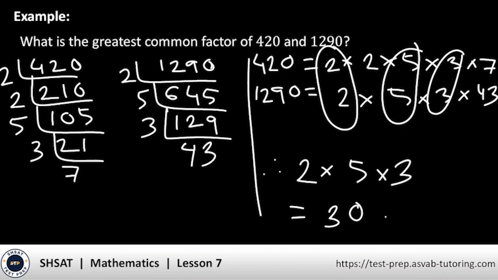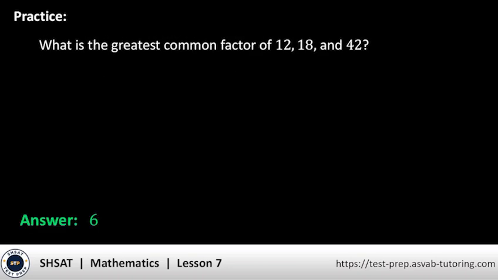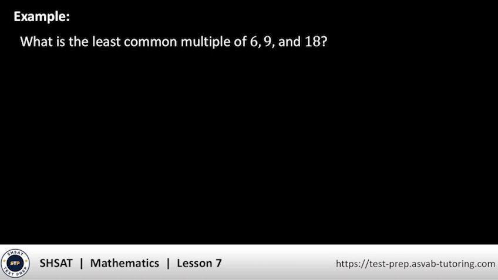Okay? Next, let's move on. So what's the greatest common factor of these 3 numbers? Do it on your own. It's quite simple. Answer is going to be 6. All right. So now let's look at what's the least common multiple.